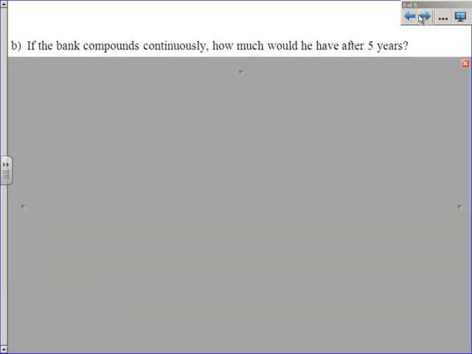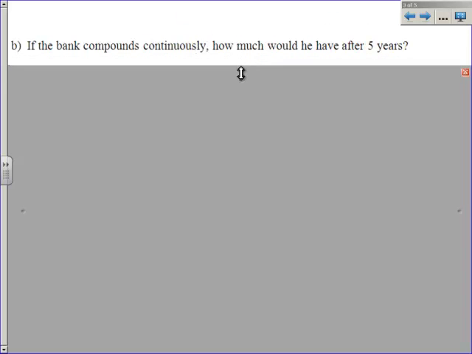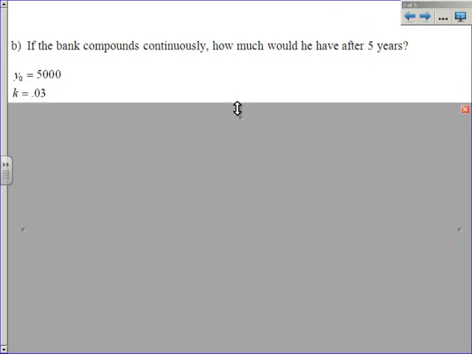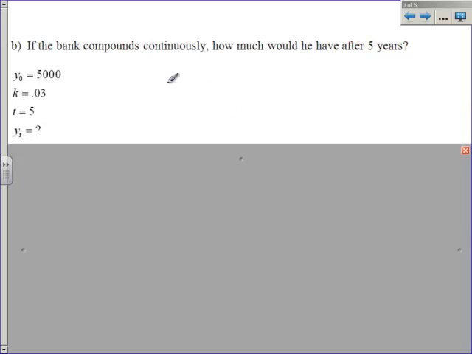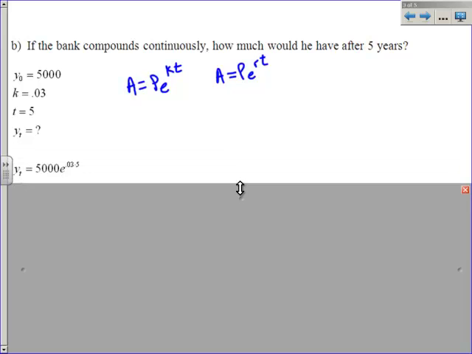Okay, the next one is, what if it compounds continuously? How much would he have after 5 years? Now here, we're going to have 5,000, our K is 0.03, and our T is 5. And we're plugging this into the amount equals P times E to the RT power or KT power, either one. Or A equals PE to the RT. R is the growth rate, K is the growth rate, it's the interest rate. All right, so you just throw that into that formula, 5,000 times E to the 0.03 times 5.